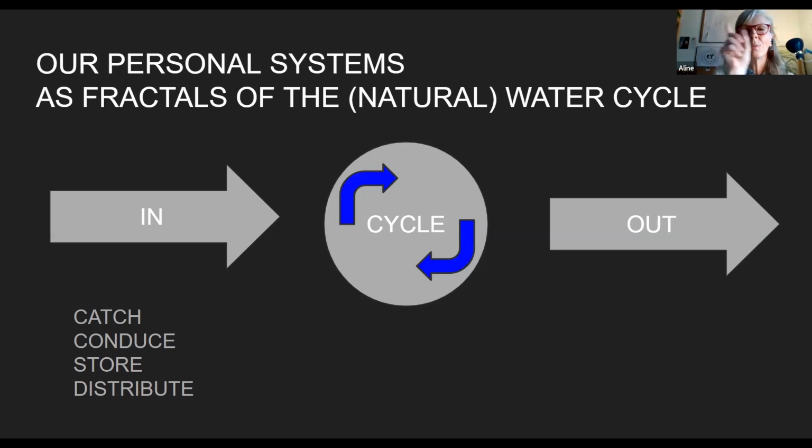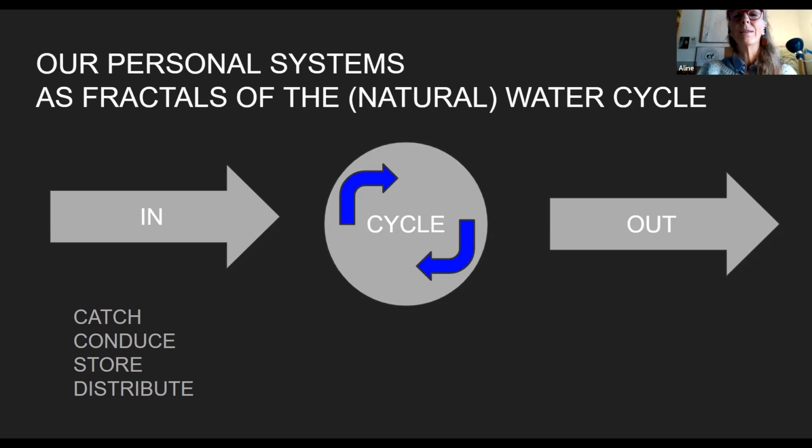Within that circle, we have a smaller part of that circle. But we are going to do the same in our house, in our homes. We're going to catch, conduce, store, and distribute. So we have incomes or inputs. We will cycle and use water in our homes, in our zone 0, and then we will let it pass through our system, and it'll be an out or a resource, because as the principle says, produce no waste. It will not be waste.